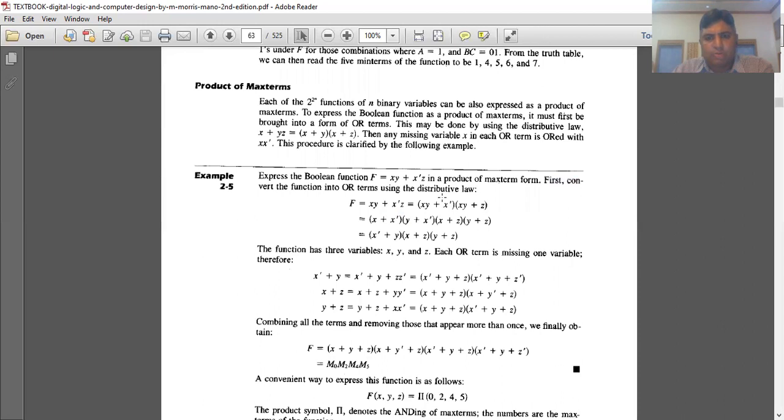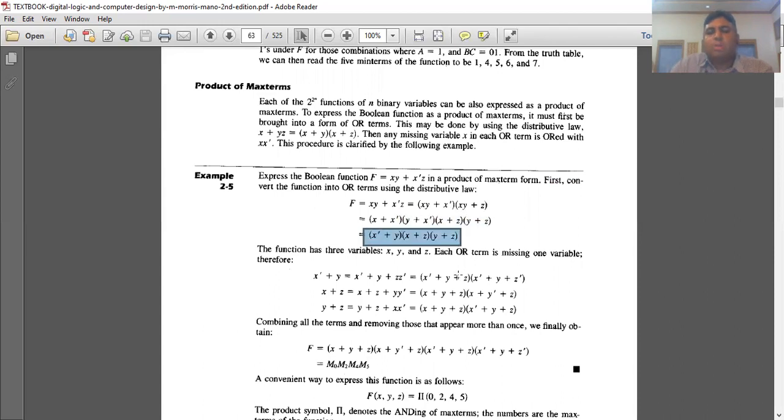Then again we can further apply the same formula: (xy plus z), (x bar plus x), (x bar plus y), and then again applying the same formula on this, (z plus x), (z plus y). So x plus x bar will become 1, and 1 dot x is equal to x. So this term x plus x bar will vanish, and the other three terms will come here.